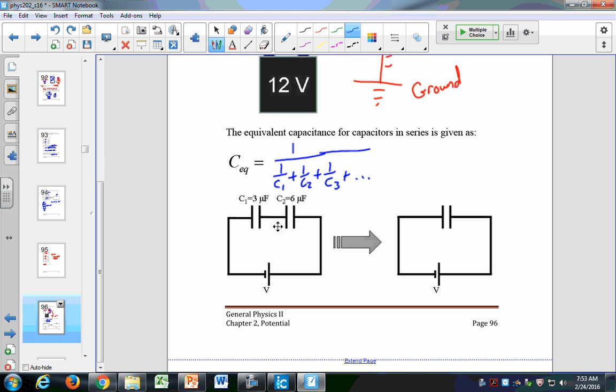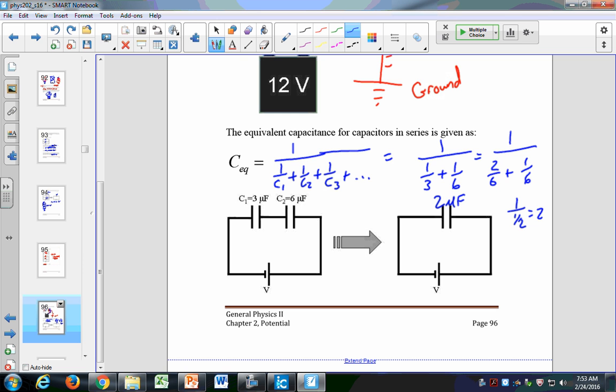Doing the common denominator, adding up the numerators, looking at the fraction. You can use your calculator for it. It's going to be 1 over 3 plus 1 over 6. And then what does that give us? It's going to be 2. That's going to be 1 over 2/6 plus 1/6, which is 1 over 3/6, which is 1 over a half, which is equal to 2. So my equivalent capacitance here is going to be 2 microfarads.